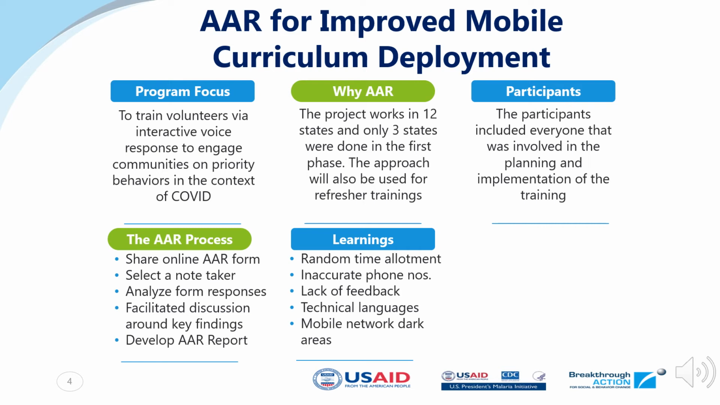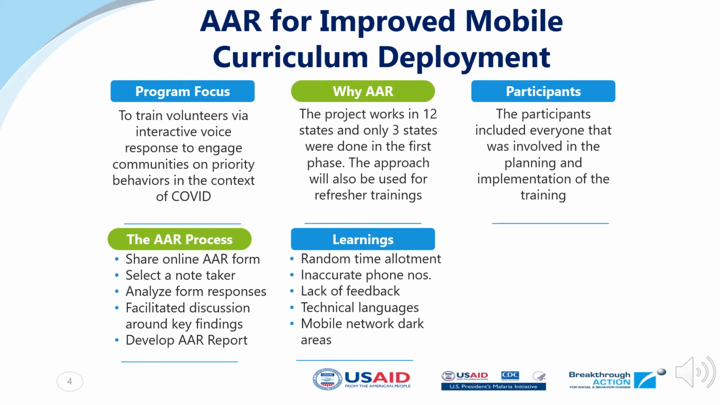We discovered that random time allotment to CVs did not help to get the best out of them, because some of them were given times that were not convenient for them. A lot of them had inaccurate phone numbers in the database. They also did not have a mechanism for feedback because it was done through IVR.